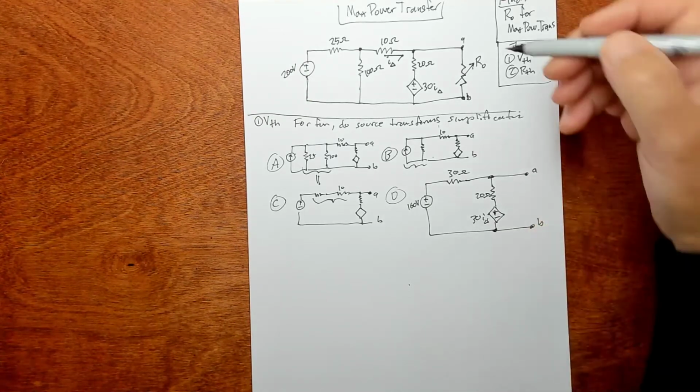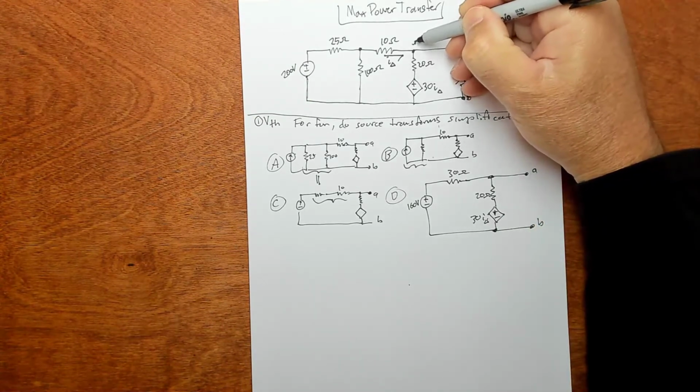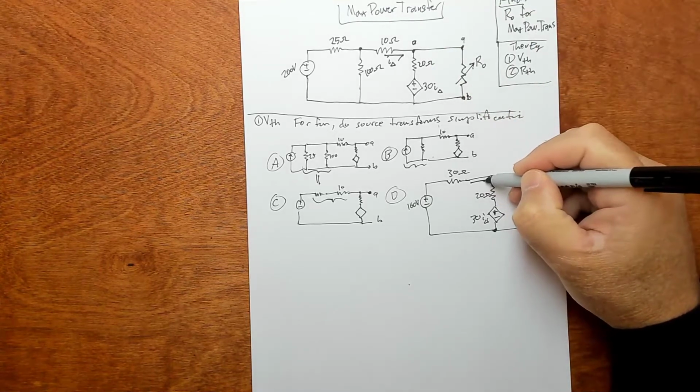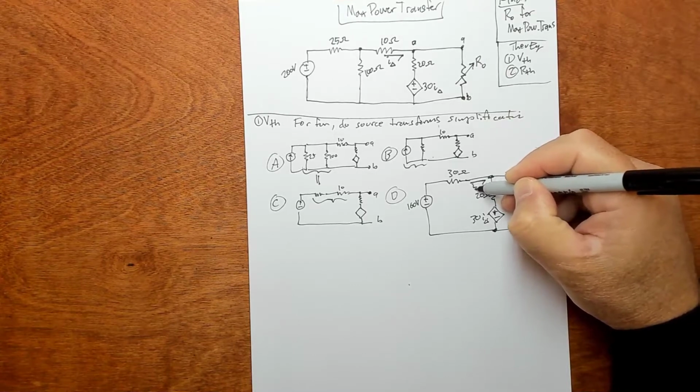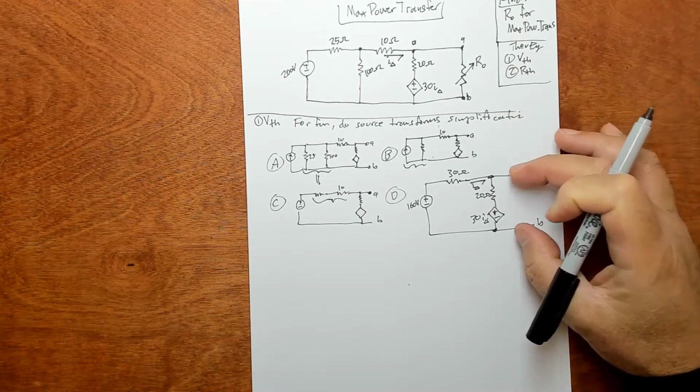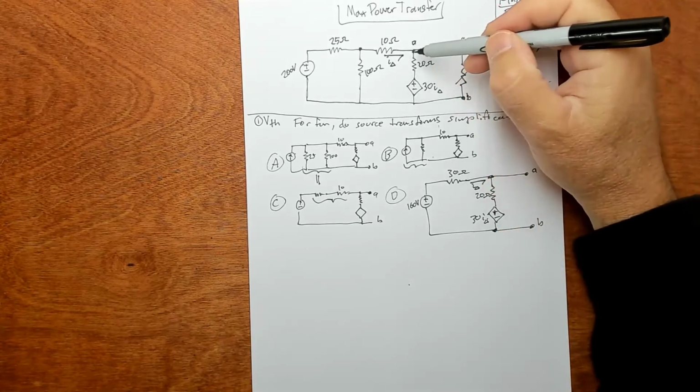And along those same lines, I delta is the current into node A. That's still here. So this is still I delta. Once again, from the perspective of AB, this is I delta. I delta is the current into node A.